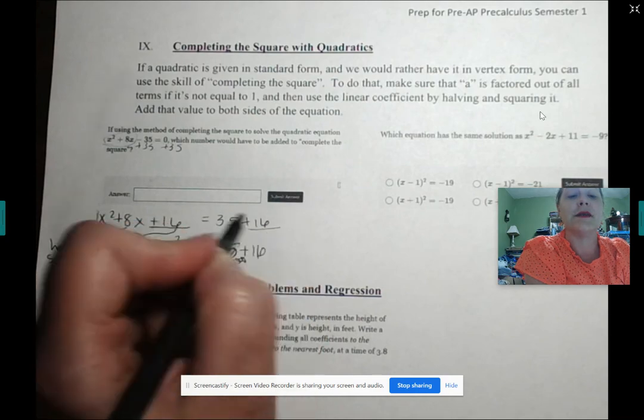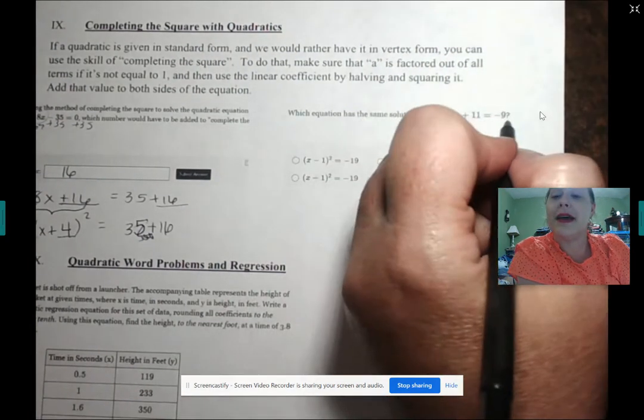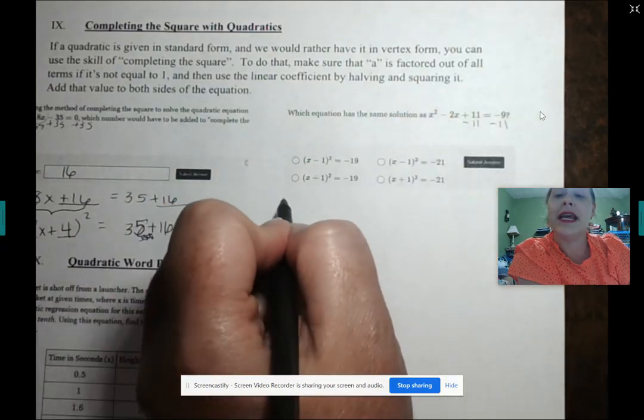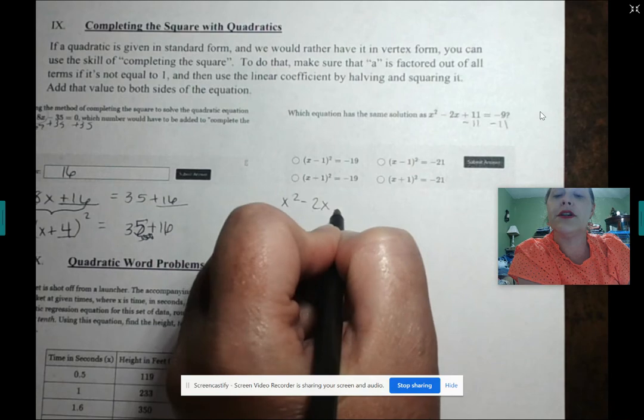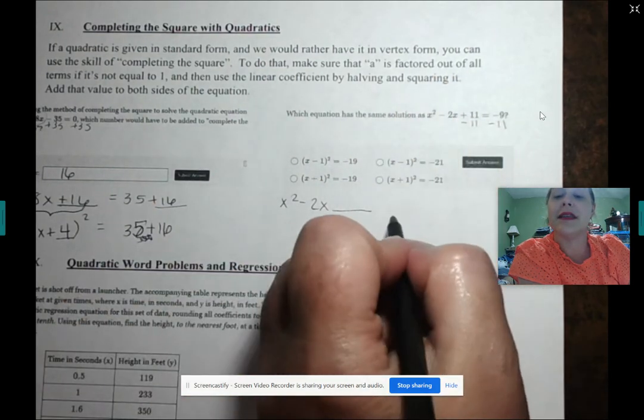We added a 16 to both sides. Now let's practice doing that. I'm going to move this constant over here with the -9. It wants to know which of these 4 is the same as this guy.